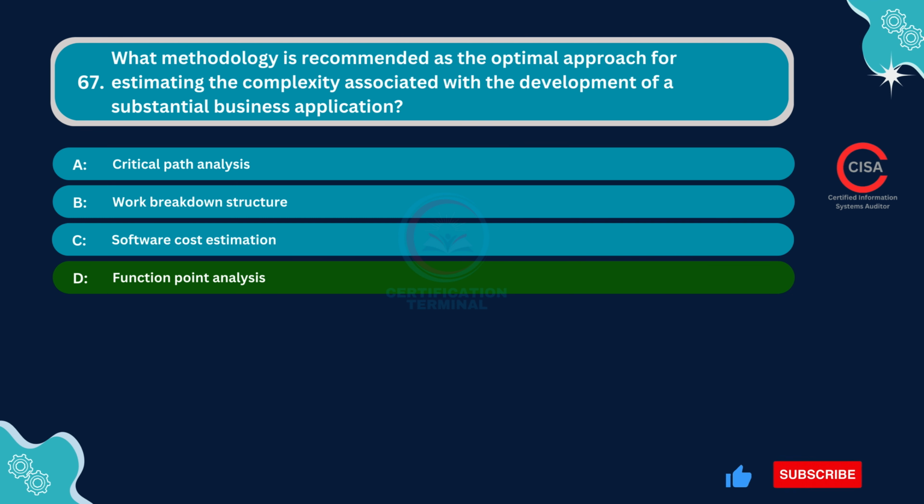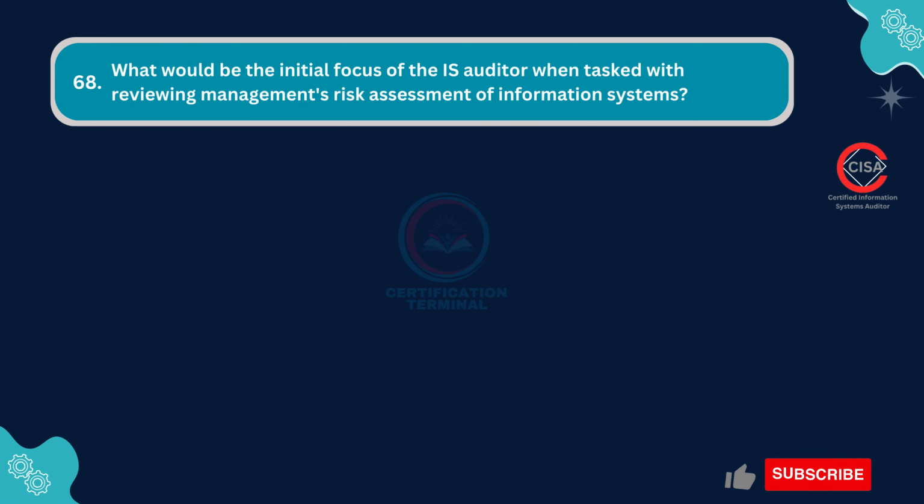Function point analysis. Function point analysis appears to be the most suitable option among the given choices. FPA provides a structured approach to quantify the functionality of the business application, which can serve as a basis for assessing its complexity. By breaking down the application into measurable components, FPA allows for a more accurate estimation of the effort, resources, and time required for development. Additionally, FPA's focus on functionality aligns well with the complexity associated with building a substantial business application. Therefore, function point analysis is recommended as the optimal approach for estimating complexity in this context.